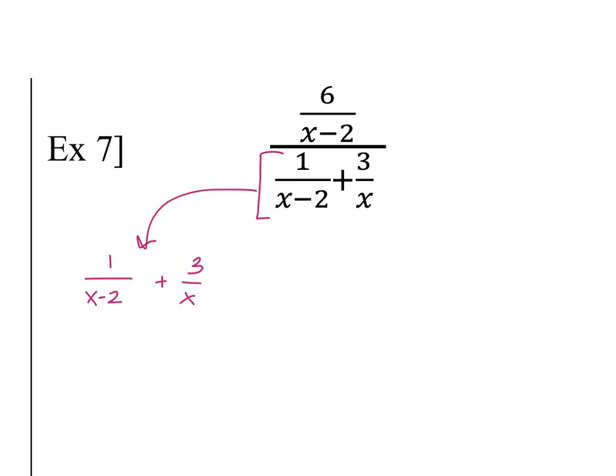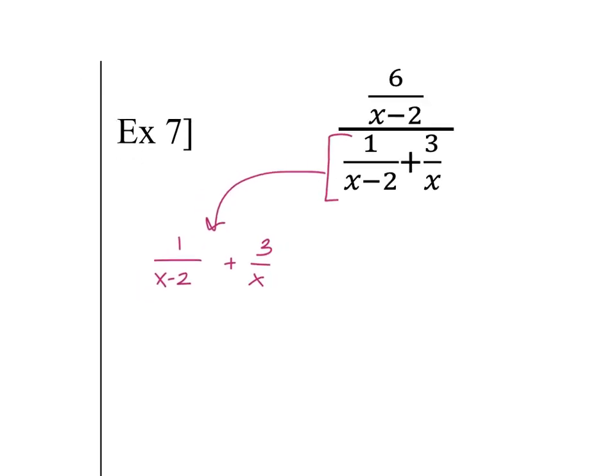So we need common denominators. Ask yourself, one of them has an x minus 2, one of them has an x. So this first fraction is missing the x that the second one has. So we're going to multiply the first fraction by x over x. Then my second fraction is actually missing the x minus 2. So we're going to multiply by x minus 2 over x minus 2. This will make sure we have common denominators.